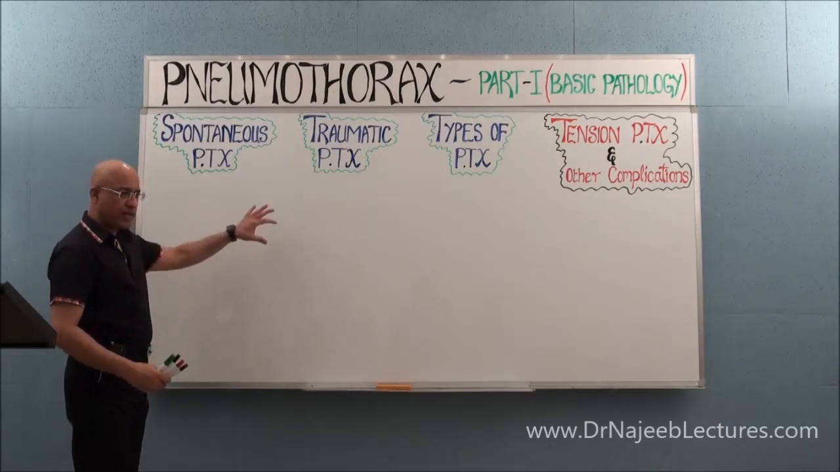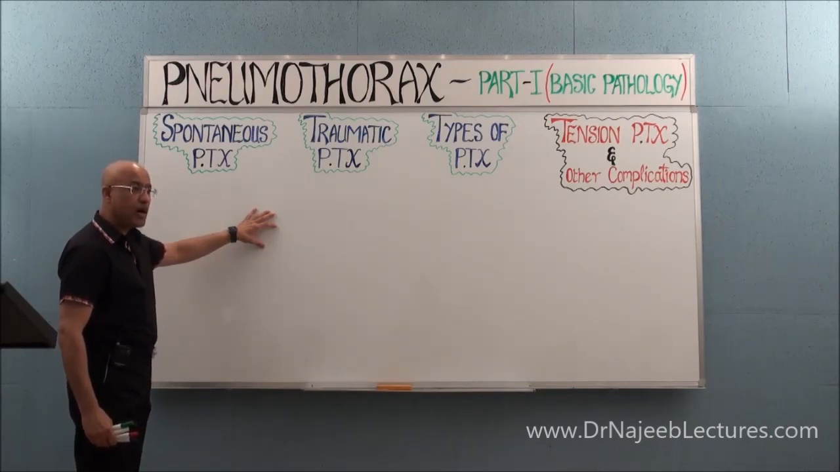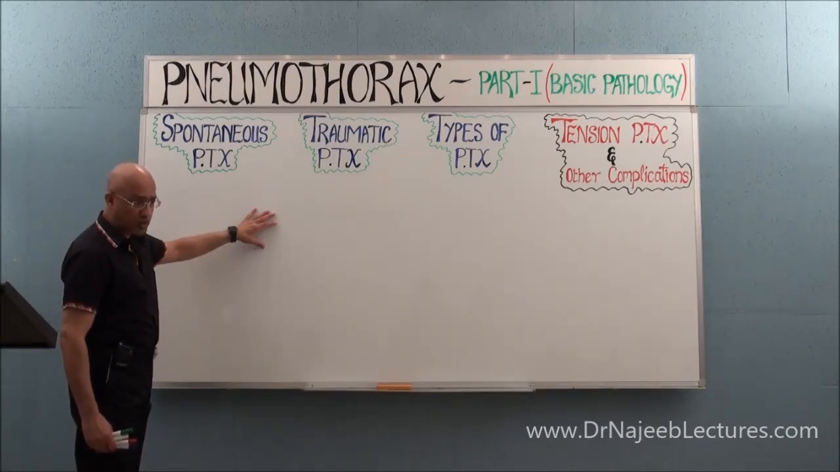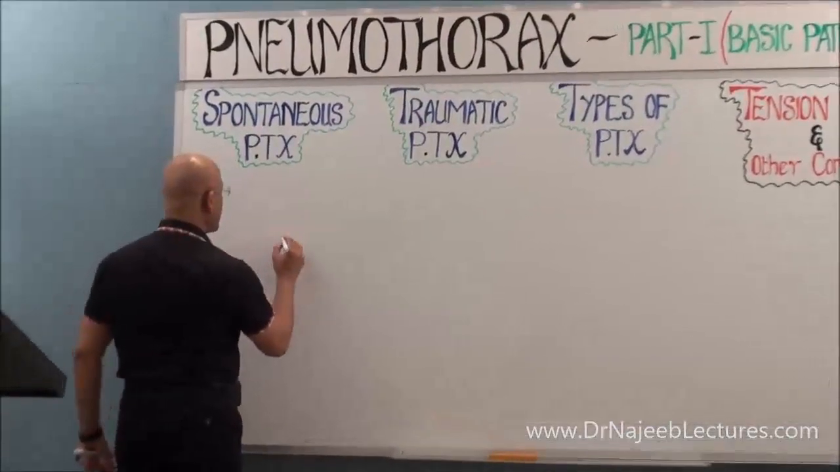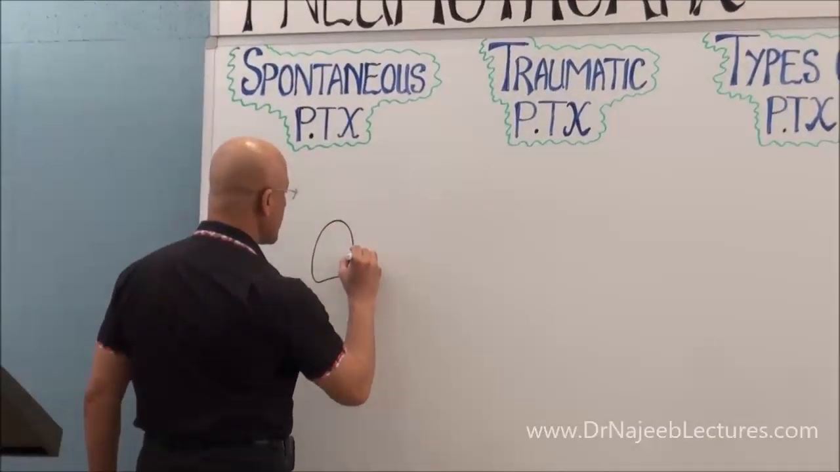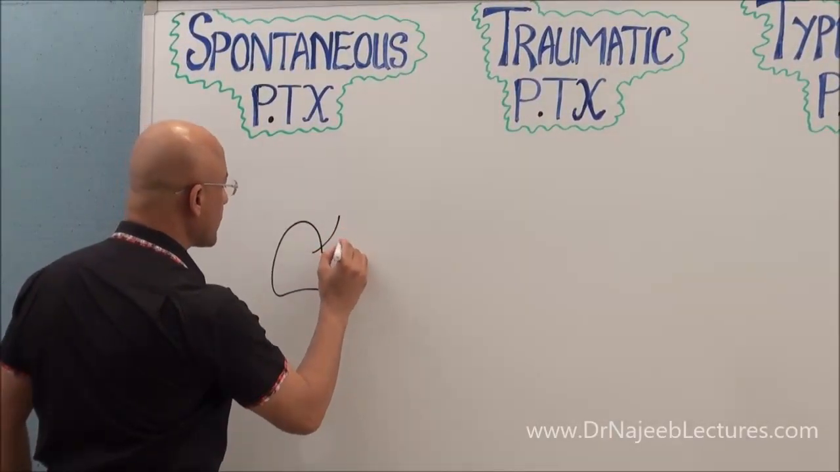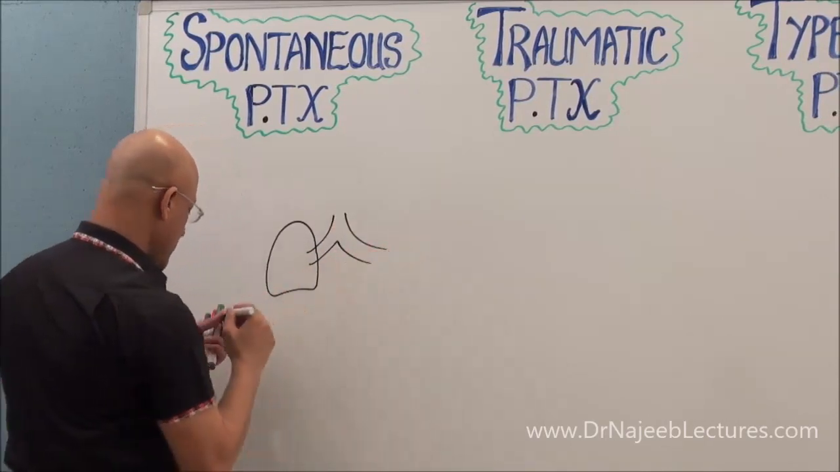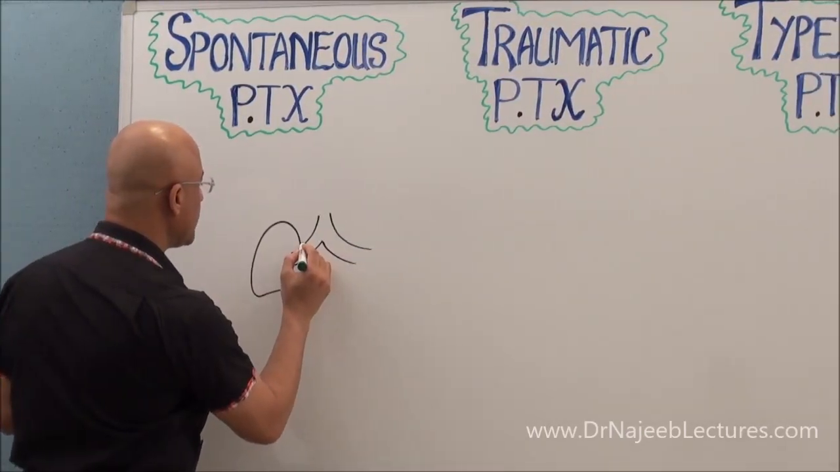Now I'm going to explain how the presence of air leads to collapse of lung. It means how pneumothorax can lead to part of a lung collapse or even total collapse in some situations, right? So let's see that here you have your lung, right? And these are your airways. Let's suppose here is your, yes, what is it?